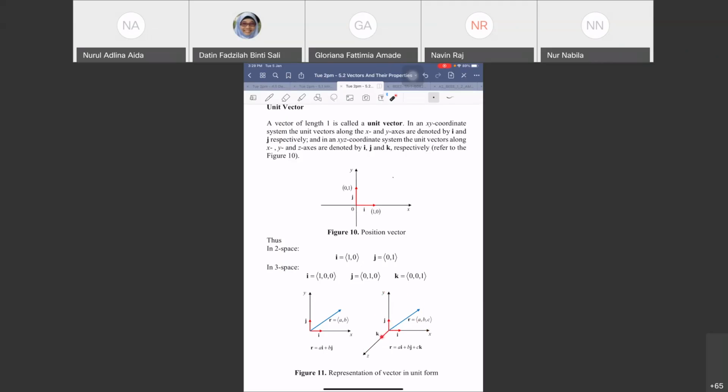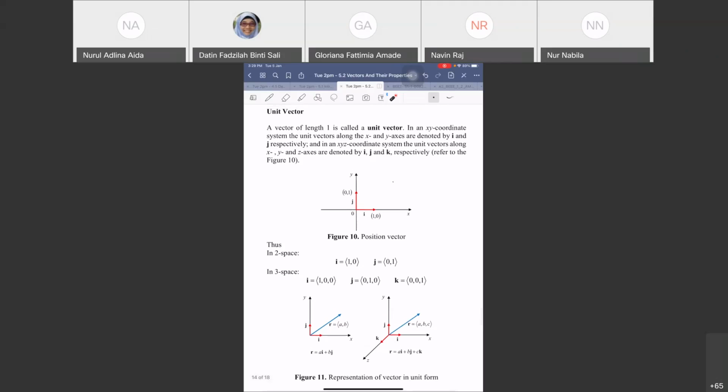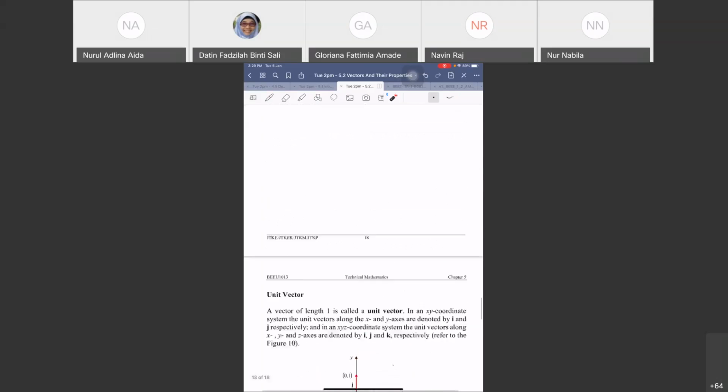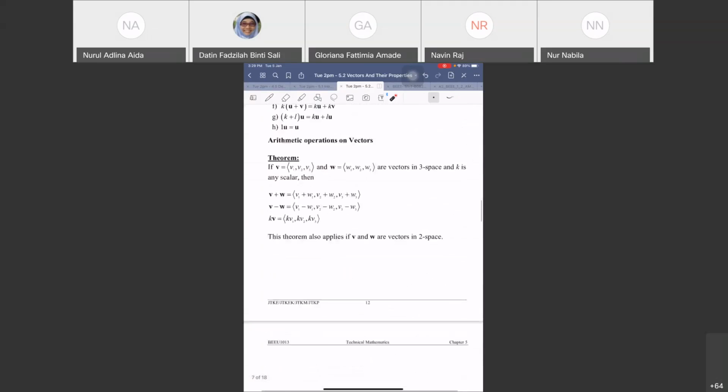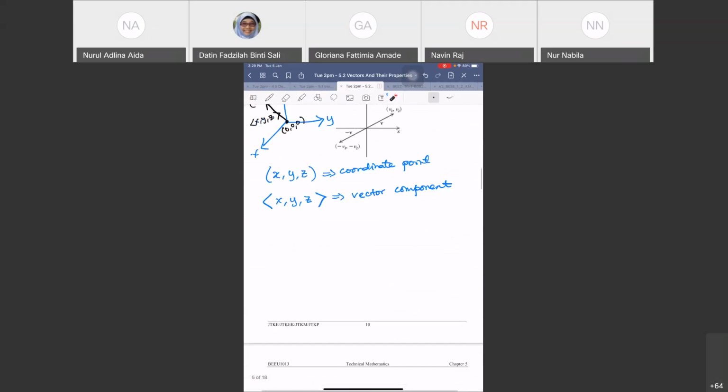Vector K is a unit vector in the direction of positive z. Because it is a unit vector, you can use i, j, k as another type of component representation for a vector. So what actually is a unit vector? A unit vector is a vector of length 1 unit distance. That is what we call a unit vector. The word is "unit". So, a unit vector. Come back to here.